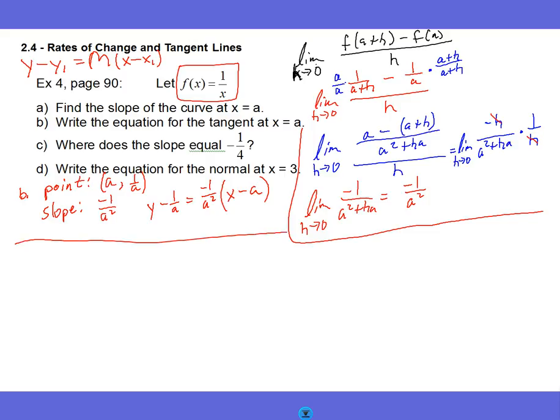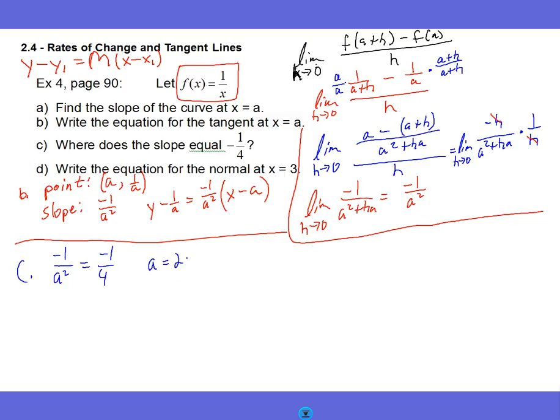Part C says take it a step further. Where does the slope equal negative 1/4? So for part C, where does my slope equal negative 1/4? Well, do I have a formula here that tells me about slope? By gosh, I do. I just figured that out right here. So they're asking me, where does my slope of negative 1 over a squared equal negative 1/4? And hopefully seeing this side by side, you can see that a is simply 2.